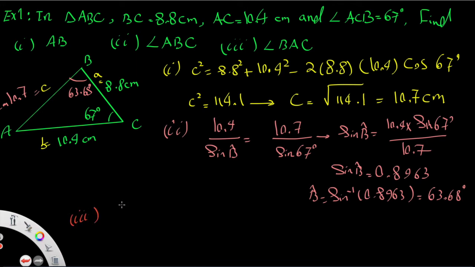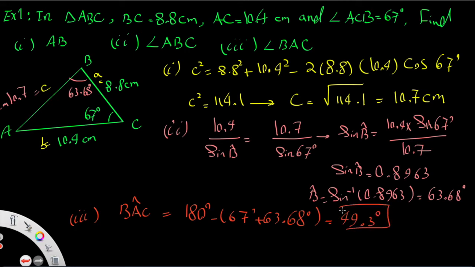Now for the third part, you can easily find angle BAC. As they add up to 180, it will be 180 minus the sum of 67 and 63.68 degrees, which gives you an answer of 49.3 degrees.